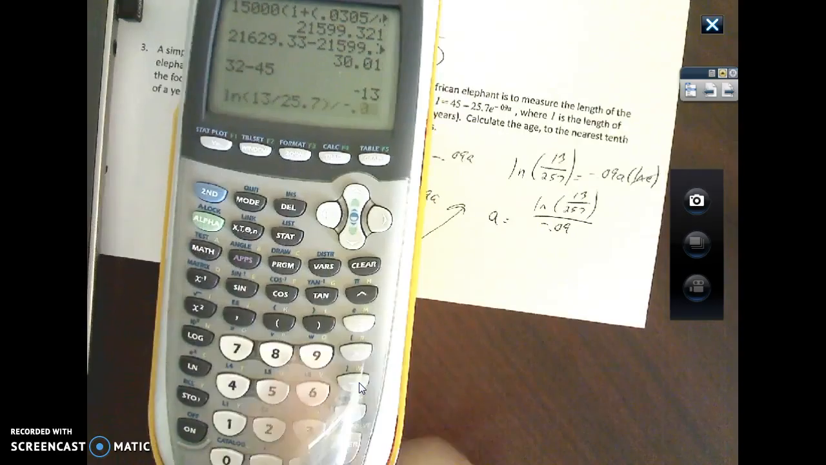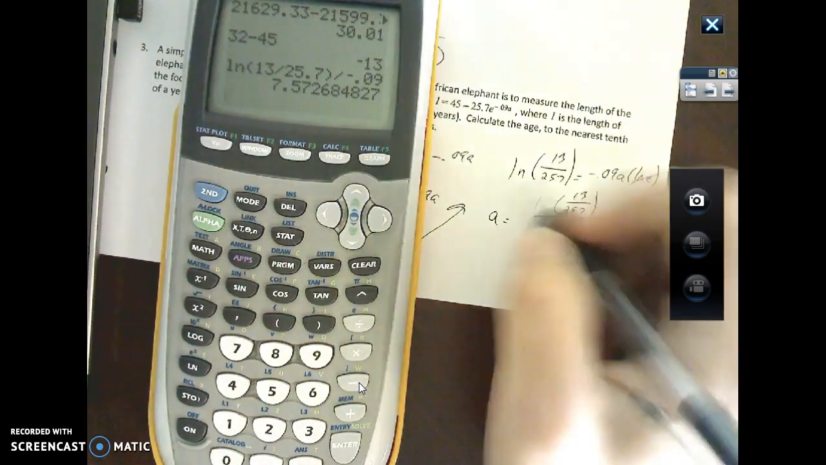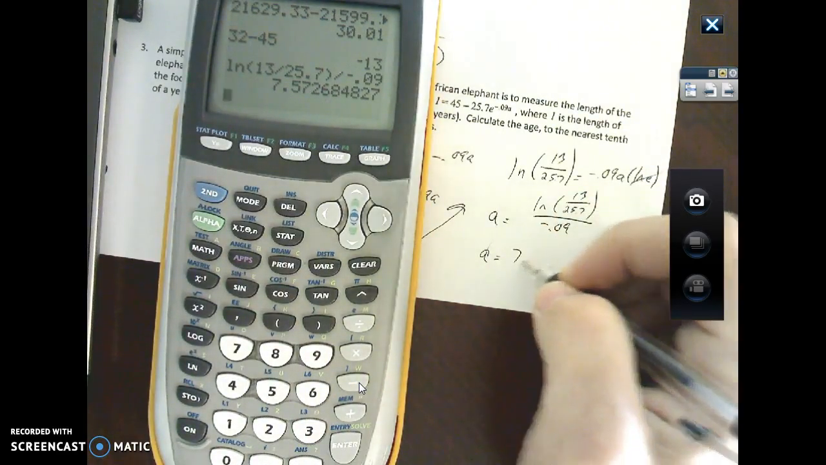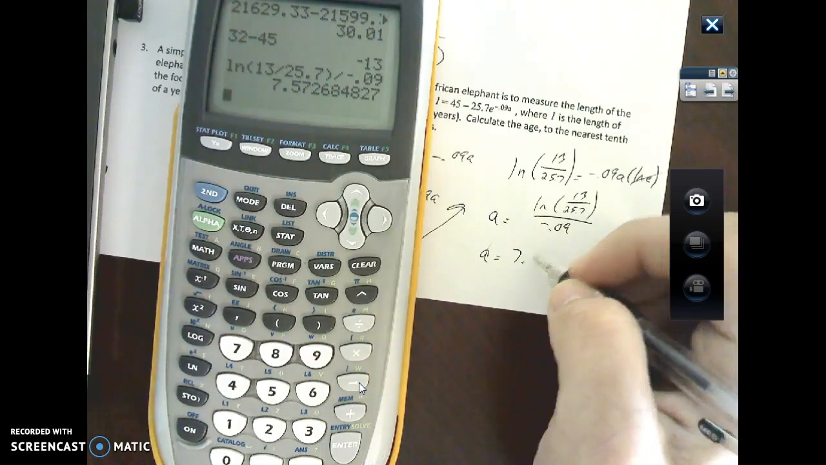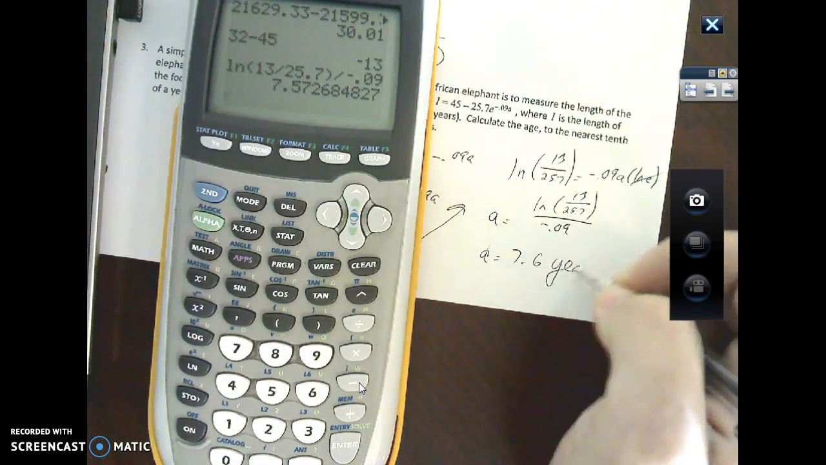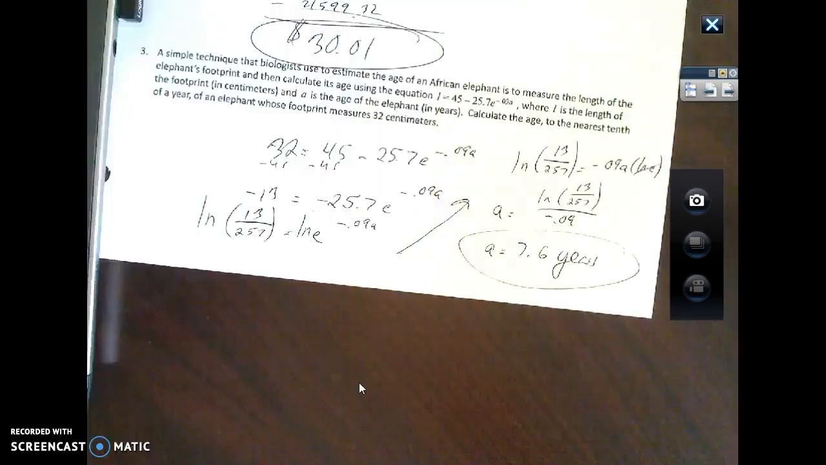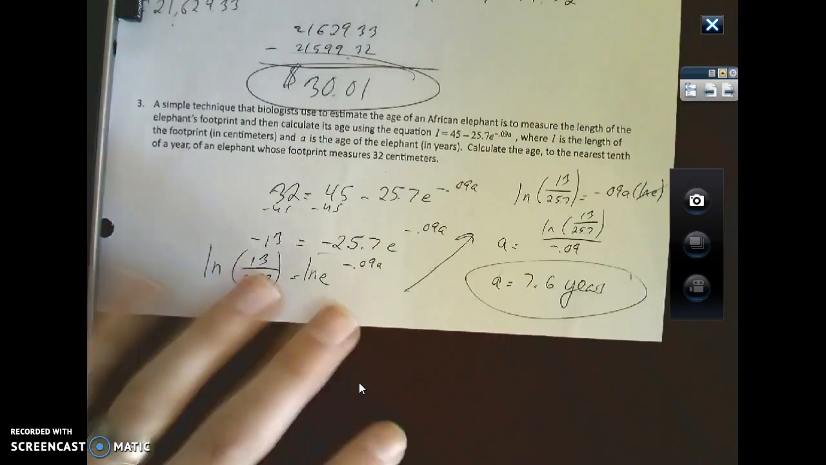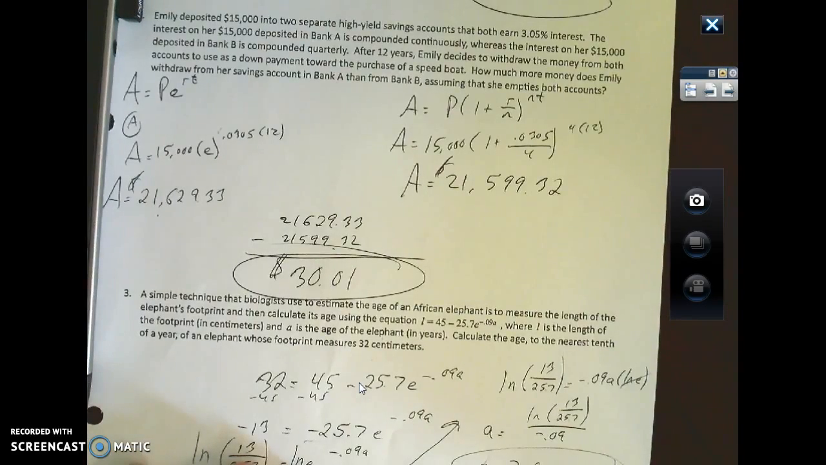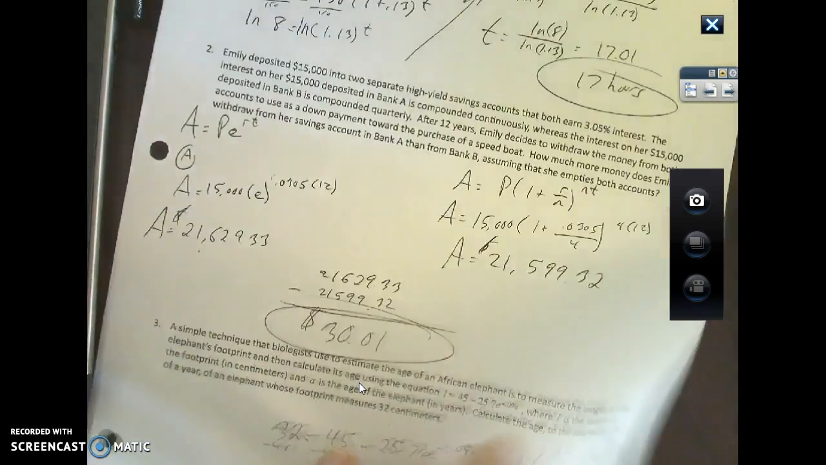Divided by negative 0.09. I get my a is 7.57. It tells me around to the nearest tenth, so 7.6 years. Okay? These are basically your 3 word problems for Thursday for this test coming up. Okay? So keep that in mind.